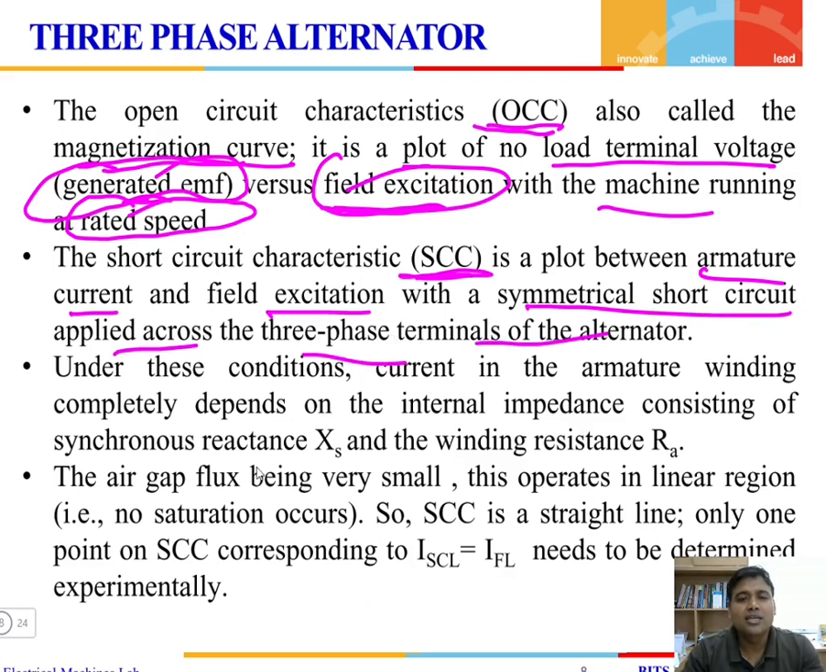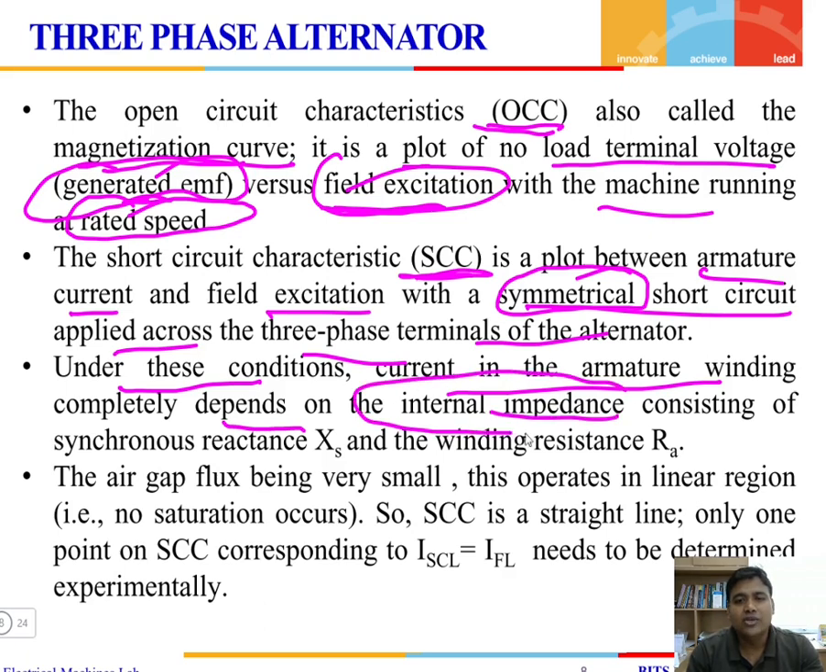The alternator is basically a three-phase machine, so we need to produce a symmetrical short circuit in all three phases. Under this condition, what is happening? Under these conditions, the current in the armature winding completely depends on the internal impedance. The internal impedance of the machine comprises two things: one is the synchronous reactance, and the other is the armature winding resistance.